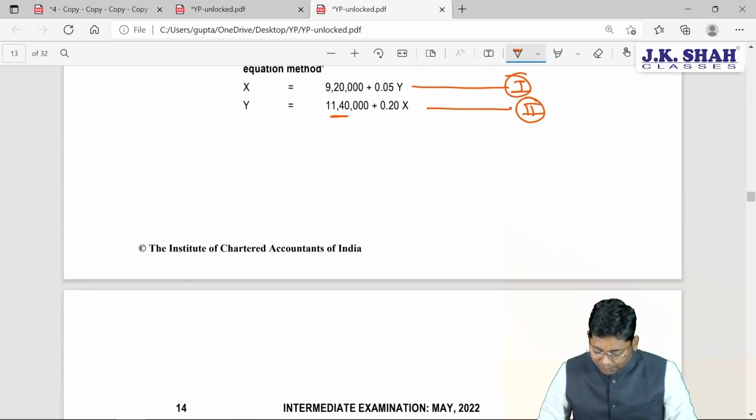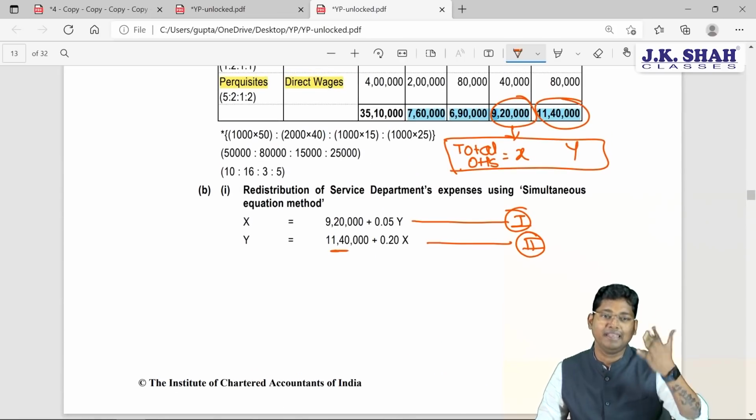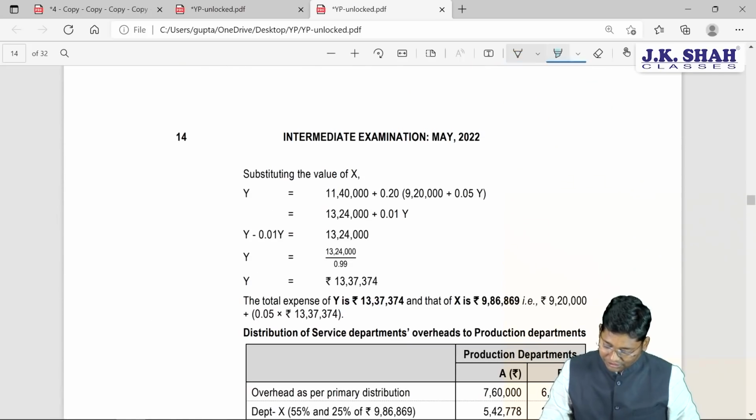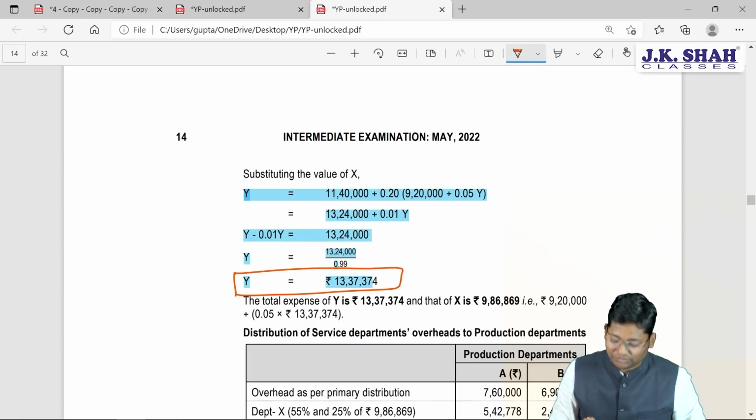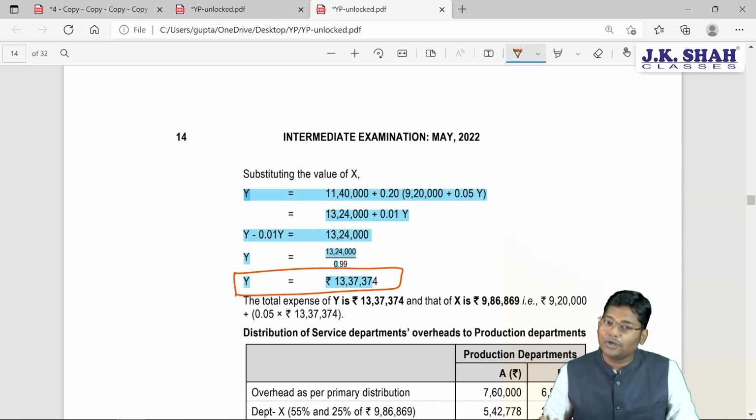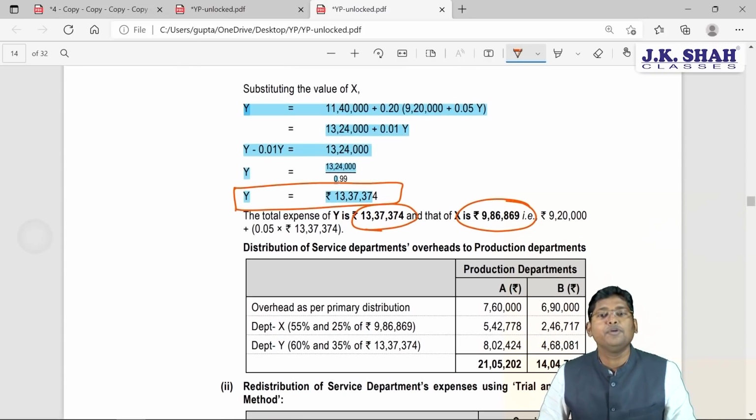If you solve both the equations simultaneously, if you substitute the value of Y in X, you are going to get an equation like this. You will be getting the Y equation. Then when you solve this equation, you are going to get your Y value, and when you substitute this Y value in the first equation, you are going to get your X value also. So once both the values are available with you, you can start with your redistribution.